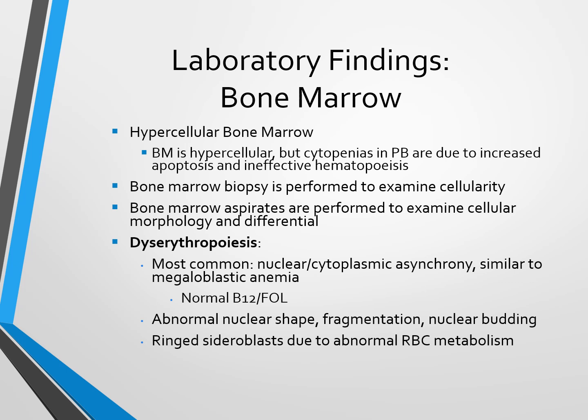We might see abnormal nuclear shape, fragmentation, nuclear budding. We may see ringed sideroblasts due to that abnormal iron metabolism in red blood cells. So remember, environmental things can affect our erythropoiesis or our hematopoiesis in general. And this is going to be a form of one of those refractory anemias when we talk more about it. I know we talked about it in the previous lecture, but just as a reminder, refractory anemia with ring sideroblasts is one of our myelodysplastic syndromes as well.